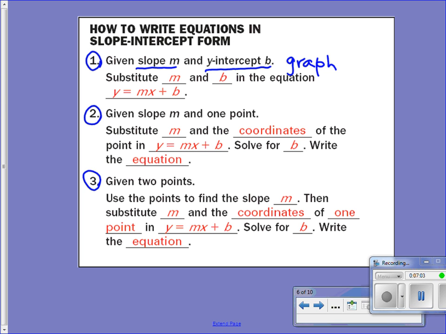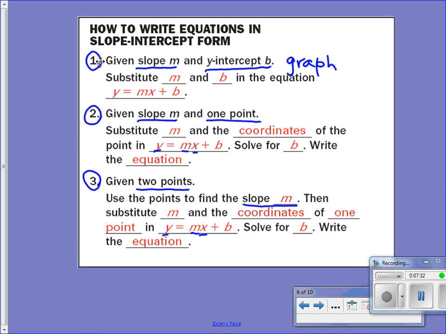Or they can give us a value for slope and just one ordered pair. When they do that, we can plug in all of the values for y, m, and x, and then we have to solve for b. If they give us 2 points and no slope whatsoever, that's when we've got to find our own slope first. Then we can plug in our slope and our ordered pair for x and y to solve for b.